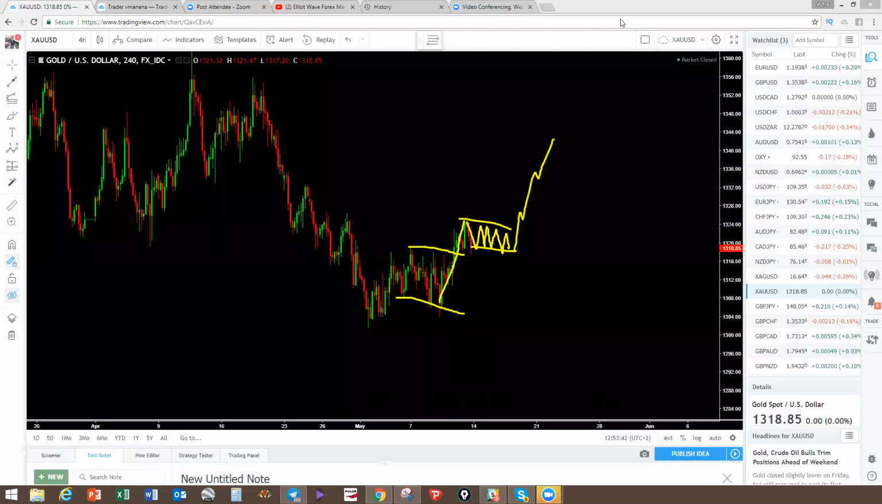Okay, but this can only be making this 1, 2, 3-wave pullback. Otherwise, if it does this move, then okay, we're going to need to see here if we get a flag here. If we get a flag, breaks to the downside, then we're going to take that one. So if we get the flag here for upside, we're going to take it.